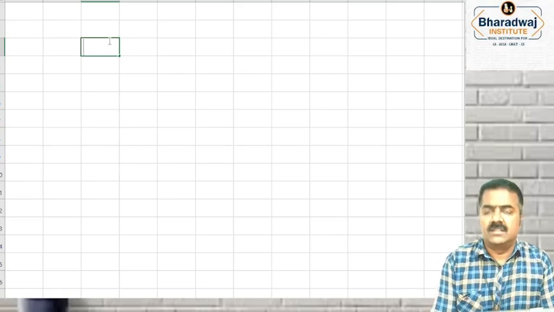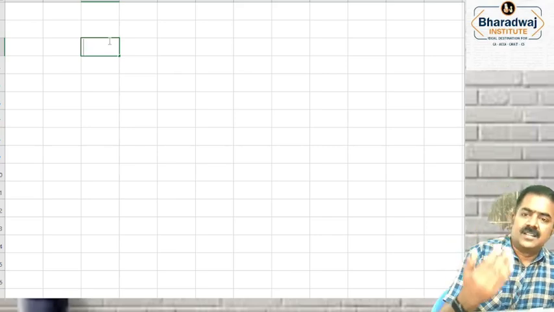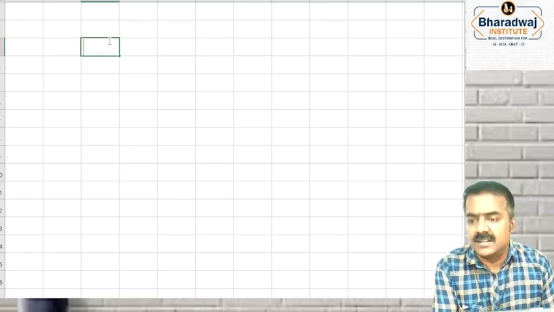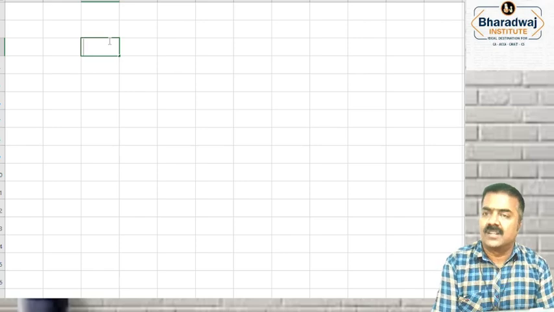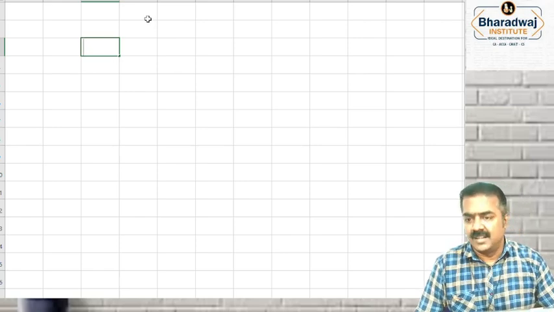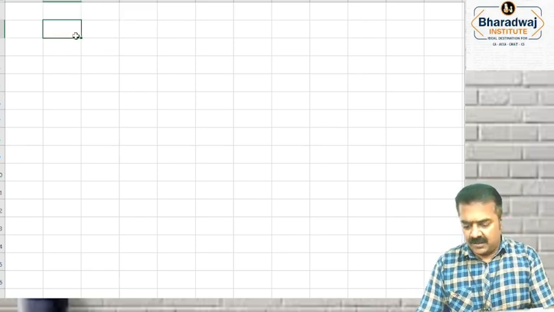We'll begin with revising costing. Number one, we'll revise the concepts first, then we'll go for the cost sheet. There are two areas. So, what is cost accounting about?